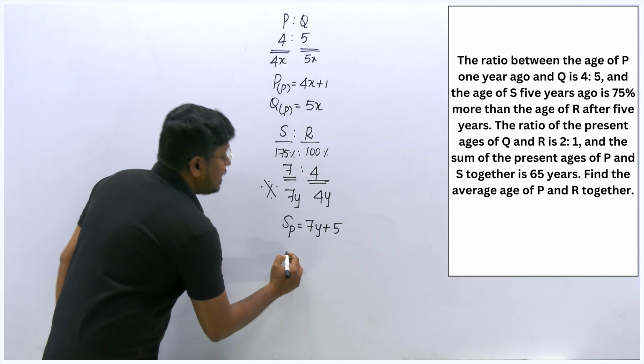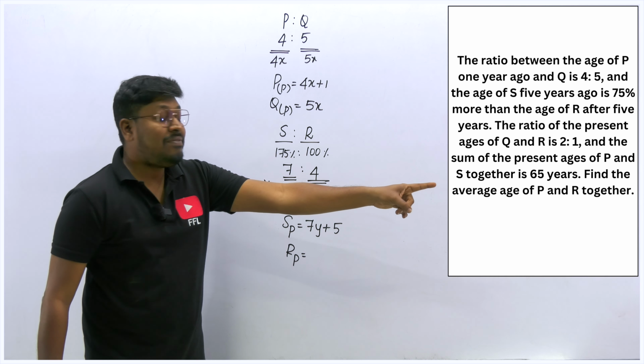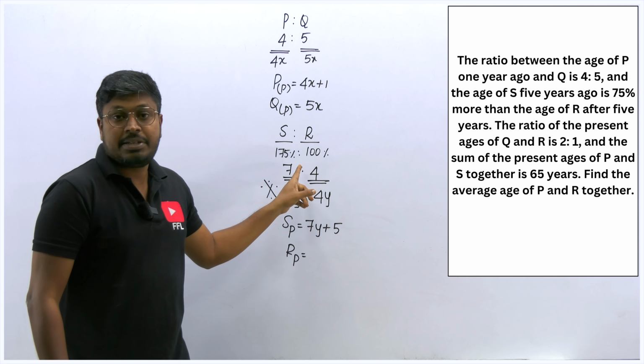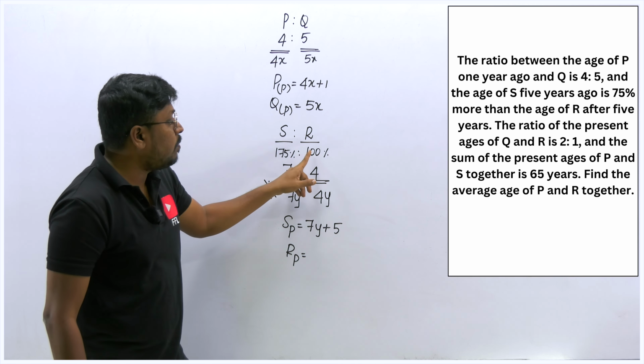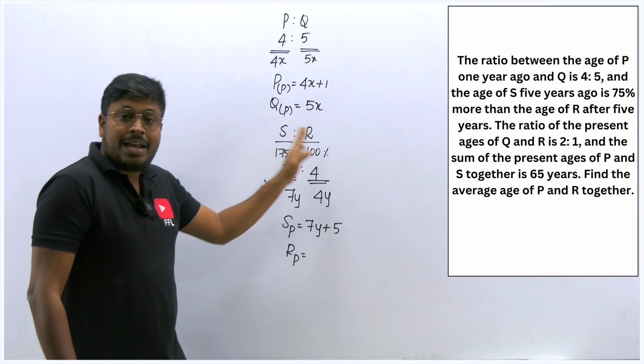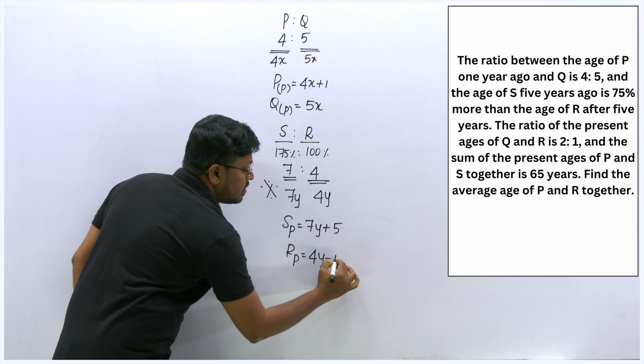So similarly, present age of R. This value that they have given is for 5 years after. After 5 years, these 2 percentage values have been given. So this R value they are telling is for after 5 years. So bring the R age to the present, so minus of 5. That means 4y minus of 5.